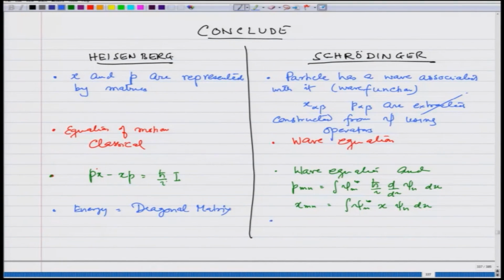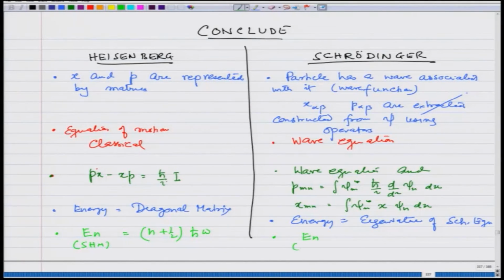Here the energy is the eigenvalue of the Schrodinger equation. However, through all this, finally the energy for the harmonic oscillator, SHM, comes out to be n plus a half h cross omega, and here also we have solved this. Energy for SHM comes out to be n plus a half h cross omega, and the two are equivalent.